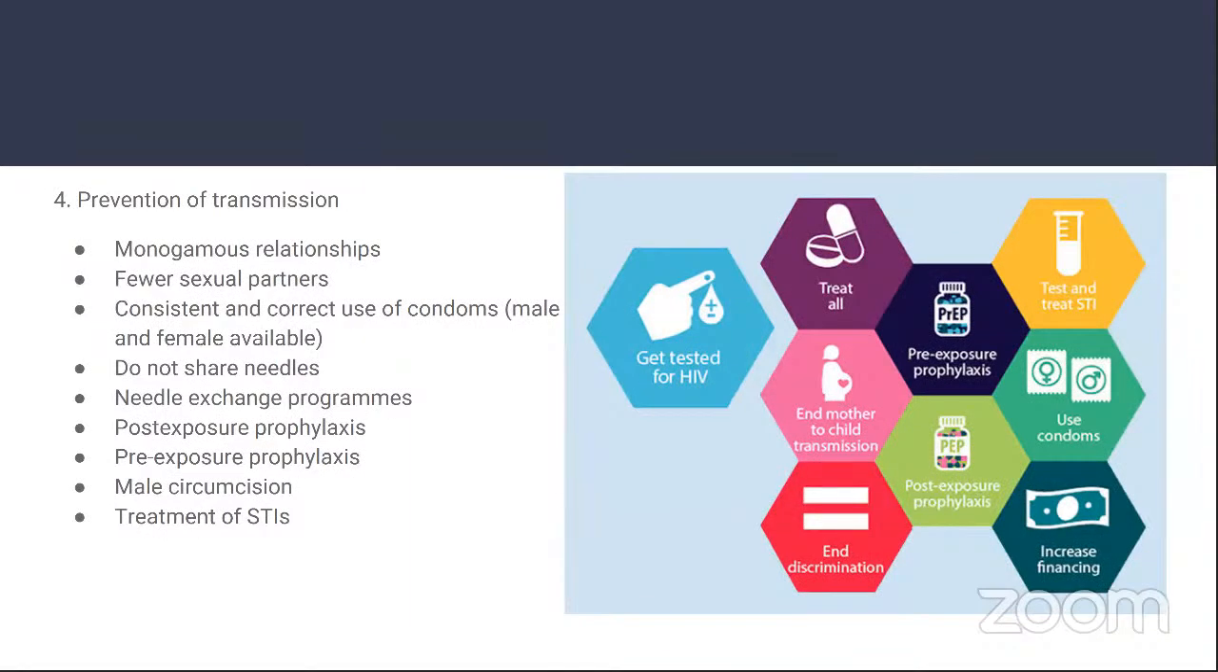Here we can also encourage ways to prevent transmission, as I've listed here: monogamous relationships, fewer sexual partners, consistent and correct use of condoms, and also explaining that there are male and female condoms available, discouraging sharing of needles, and if we can, encouraging needle exchange programs that I know are available, post-exposure prophylaxis, pre-exposure prophylaxis, male circumcision, and treatment of STIs.